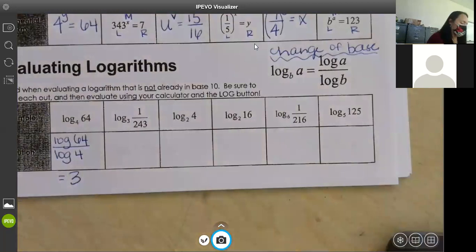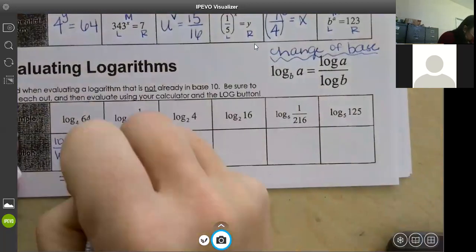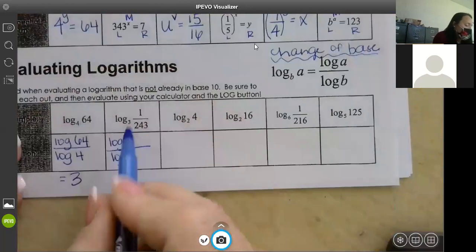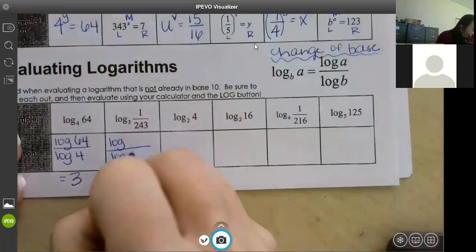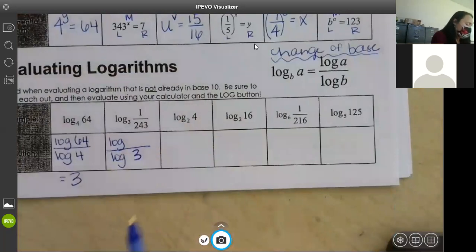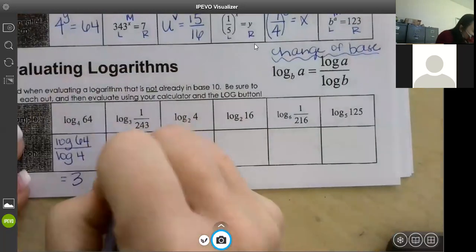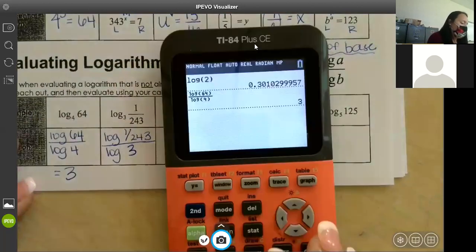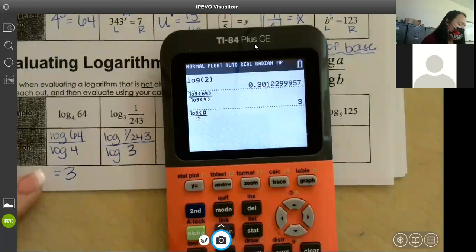So set up the next one more time. The base or the little number goes on the bottom. And by little number, I mean font size. The big one goes on the top. I do alpha y equals log 1 over 243 over log 3. And we get -5.